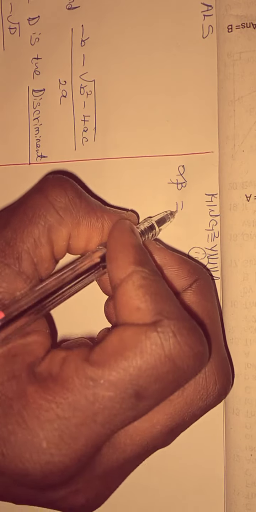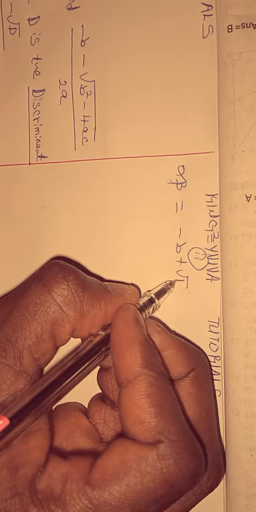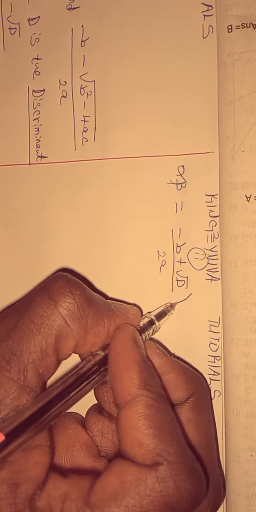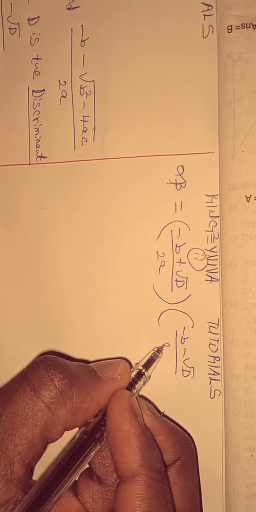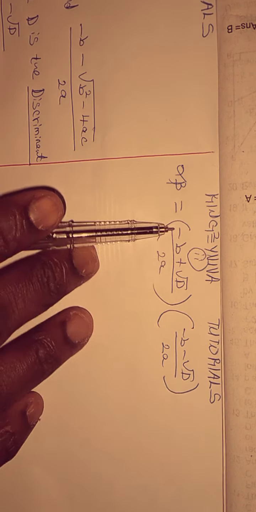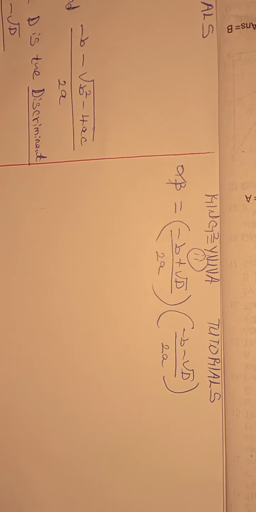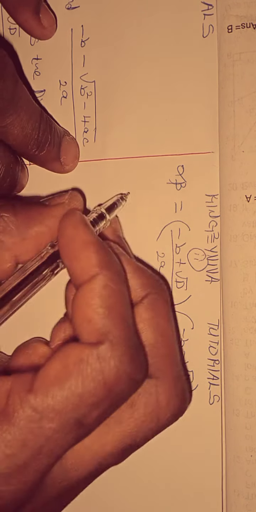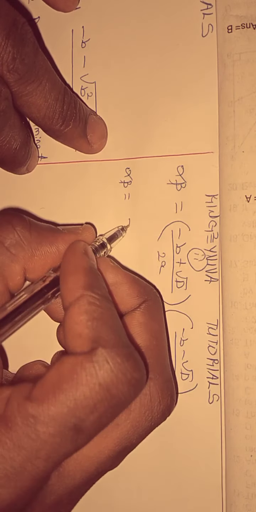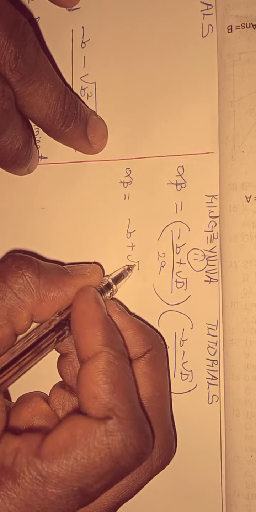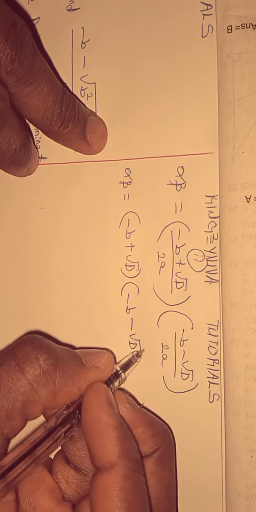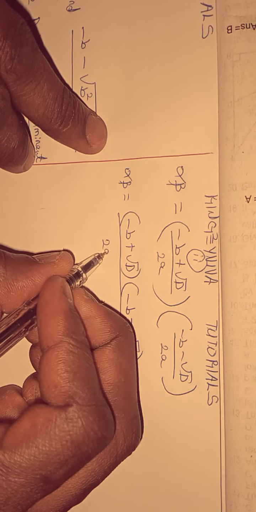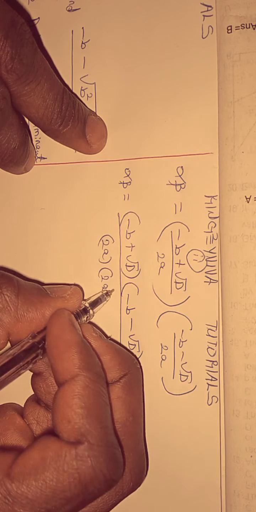Alpha beta is equal to minus b plus root d over 2a times minus b minus root d over 2a, and that's good to go. So this times this, and then this times this. Let's take it step by step. So alpha beta will be equal to minus b plus root d all into minus b minus root d all over 2a all into 2a.